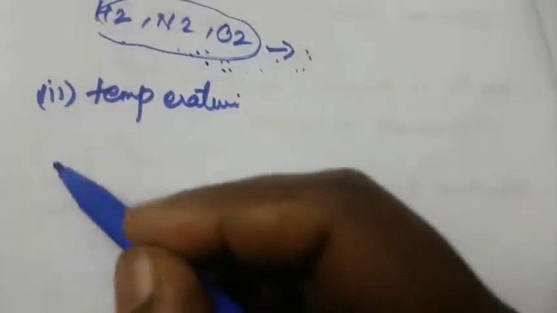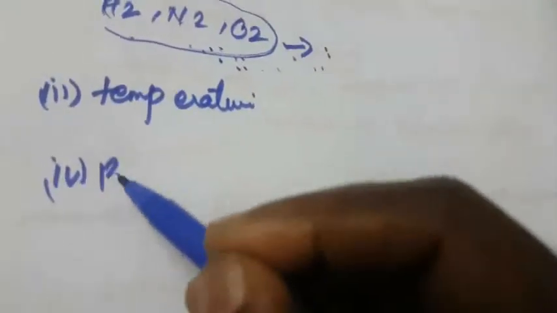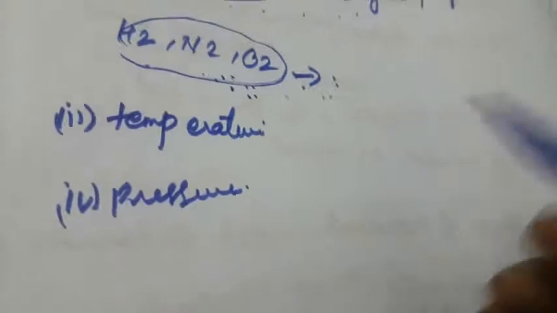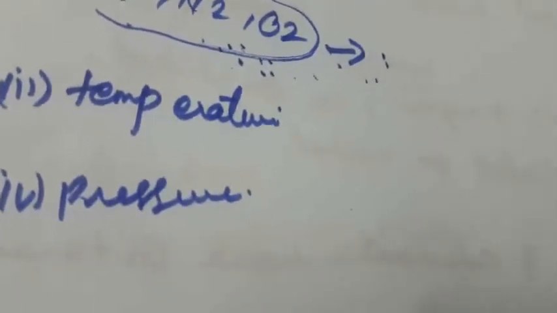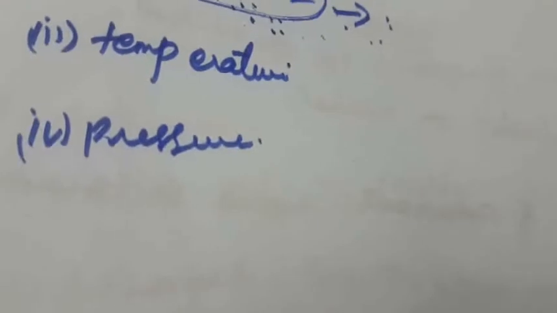So next one is effect of pressure. When the pressure increases, the adsorption also increases. That is called effect of pressure. Chemical adsorption is fast with increase in pressure, but it cannot alter the amount of adsorption. In physisorption, the extent of adsorption increases with increase in pressure. Okay, so this is another one.